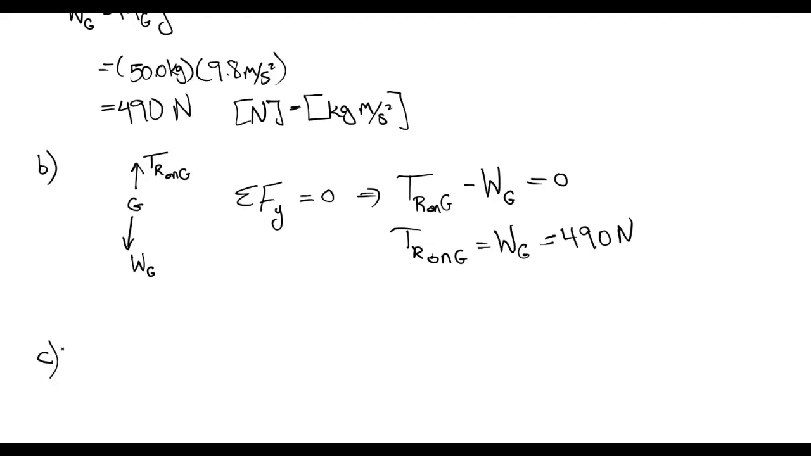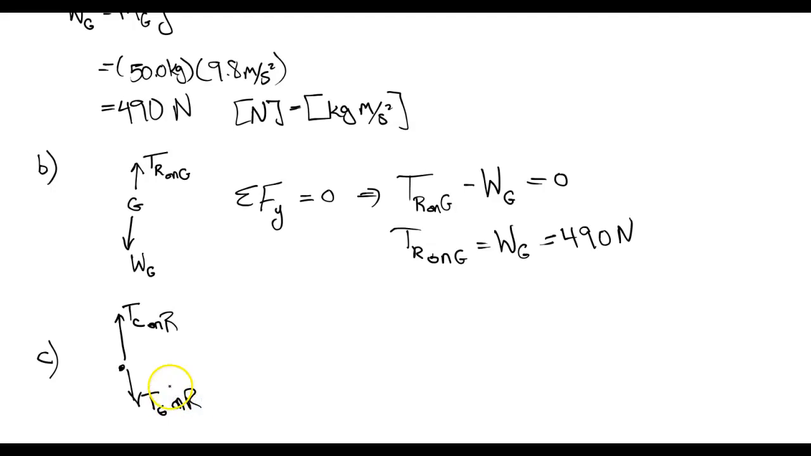Now, for part C, it says find the tension on the rope, find the tension on the cord. And again, if we look at the rope, there's a tension on it going upwards from the ceiling, and there's a tension on the bottom, which is the gymnast.